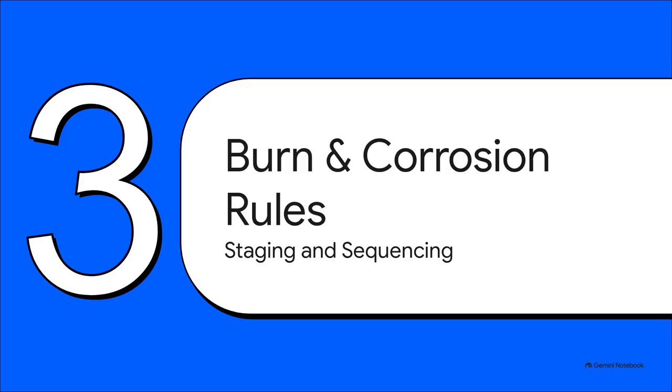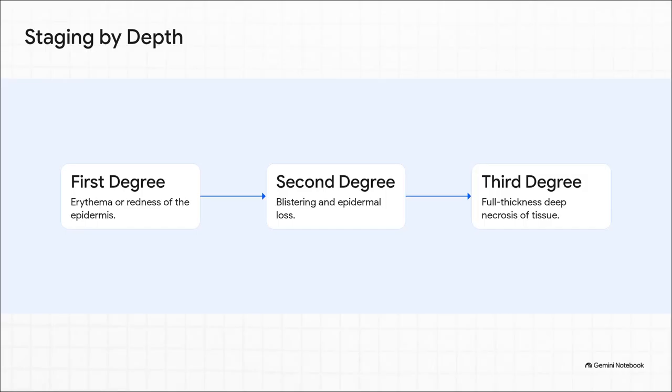Let's shift gears to Section 3, burn and corrosion rules. We need to talk about staging and sequencing. Before we dive into the stages, keep a quick distinction in mind. ICD-10-CM separates burns, which are thermal injuries from heat, electricity, or radiation, from corrosions, which are chemical burns. But here's the good news. The coding guidelines for both are exactly the same.